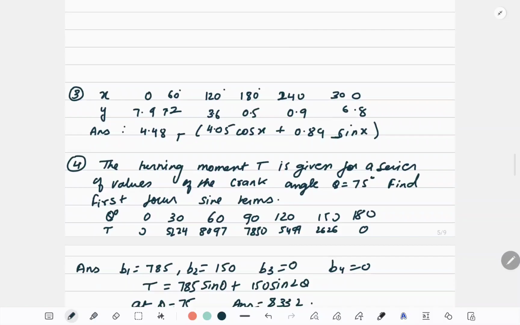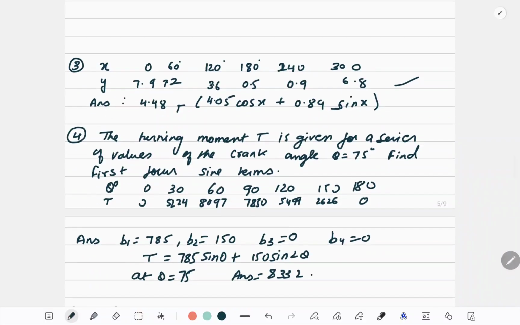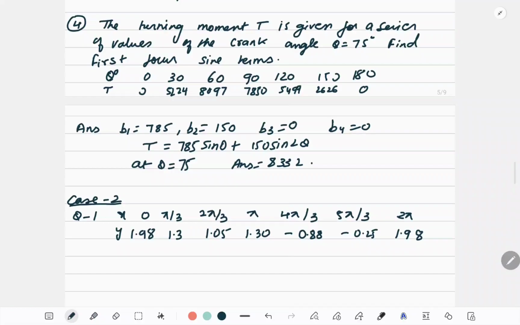Now look at these two questions. These two questions you should practice. I have given the data. You just solve it. Okay. Now let us move to the next question. Now I am taking it as case 2. Though I have already explained you, but I am taking it as a case 2. Now see what is the problem with this question. X I have started from 0 and I am ending at 2 pi.